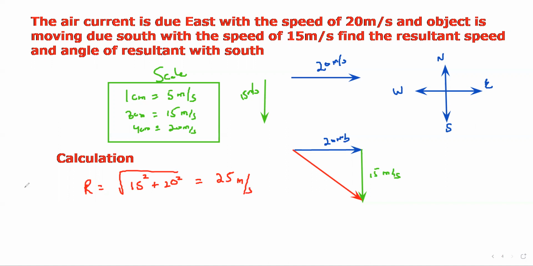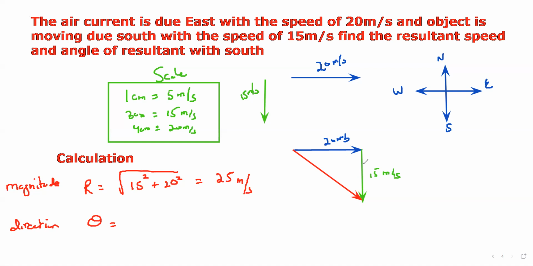The next is the direction. This is the magnitude of the resultant. The second part is the direction of the resultant. And look at what they ask. They ask to find the resultant speed and the angle with the south.